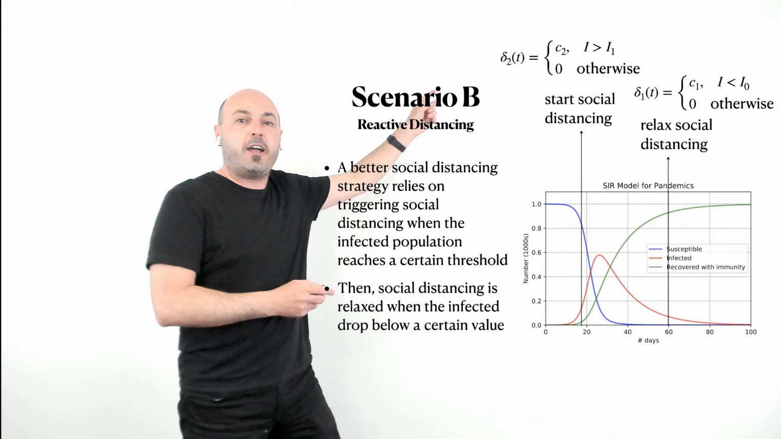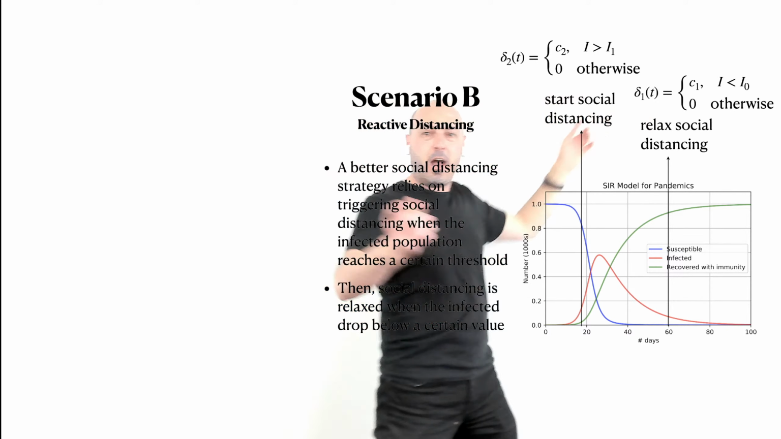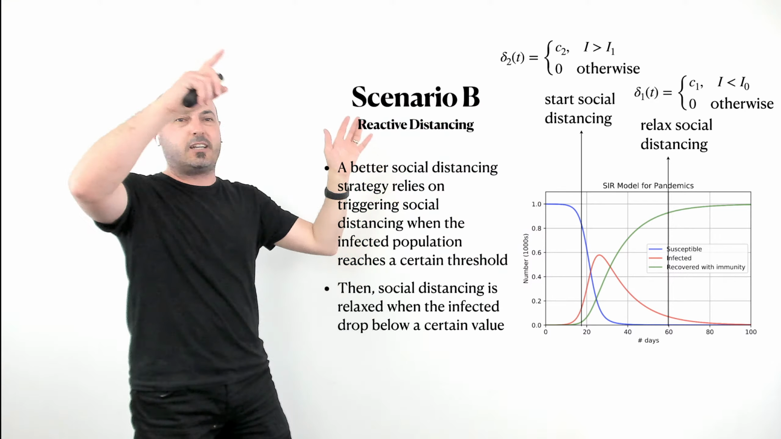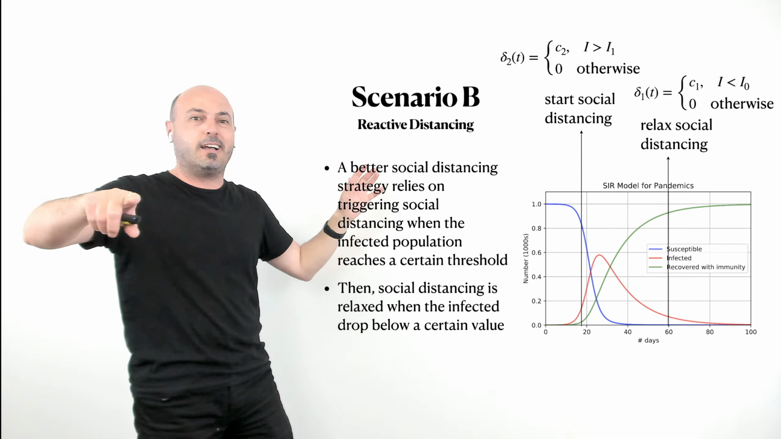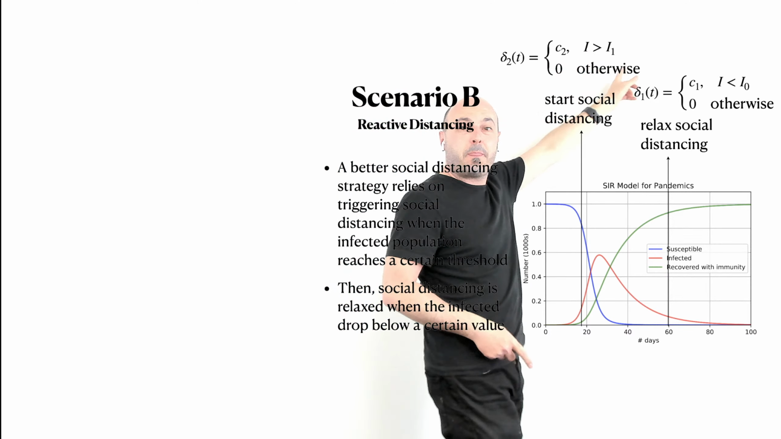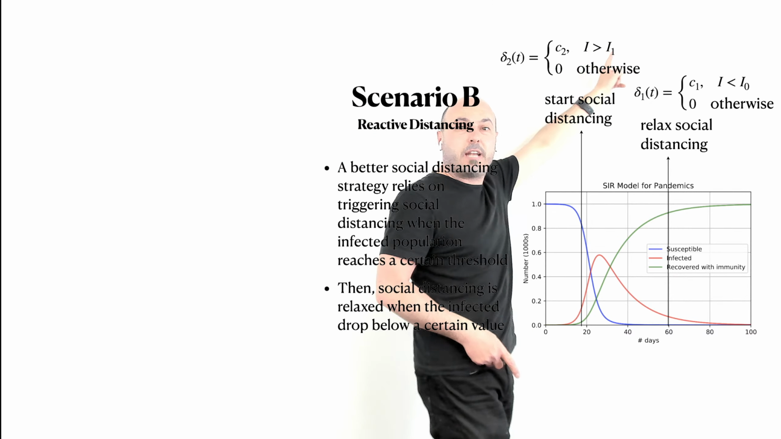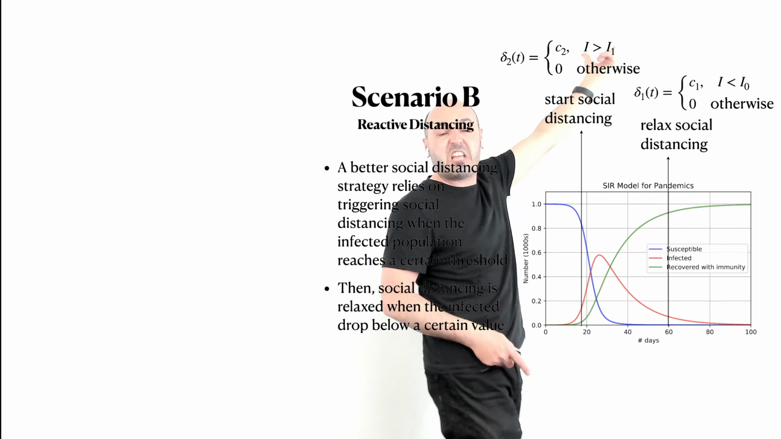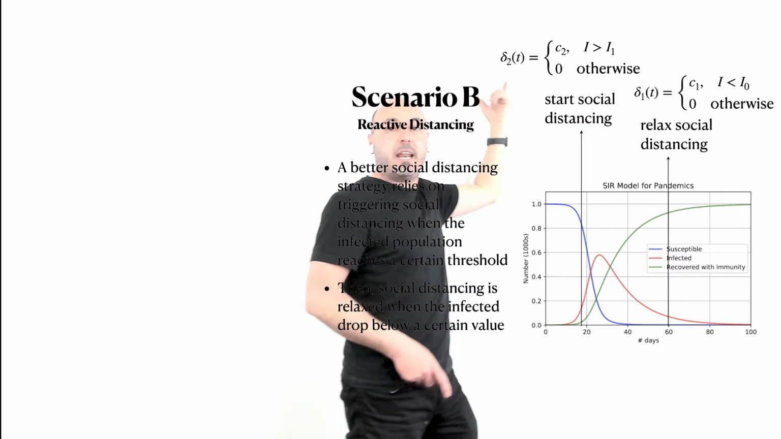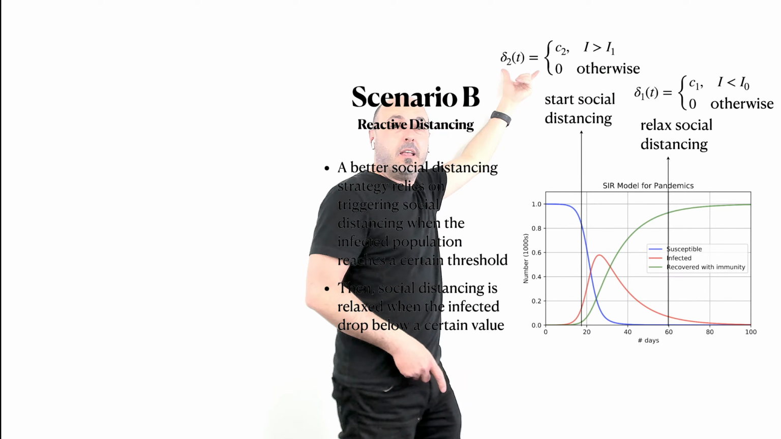So what I did, I defined my coefficients for however many people going from distancing to susceptible and vice versa as a function of how many people are infected. So if the number of infected is greater than a certain value, let's say 10% for example, then I'm going to increase social distancing.